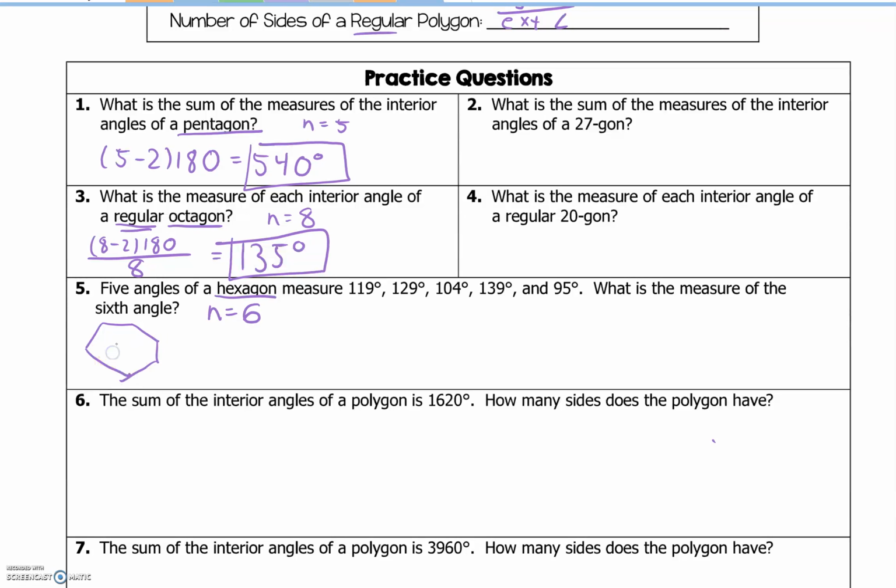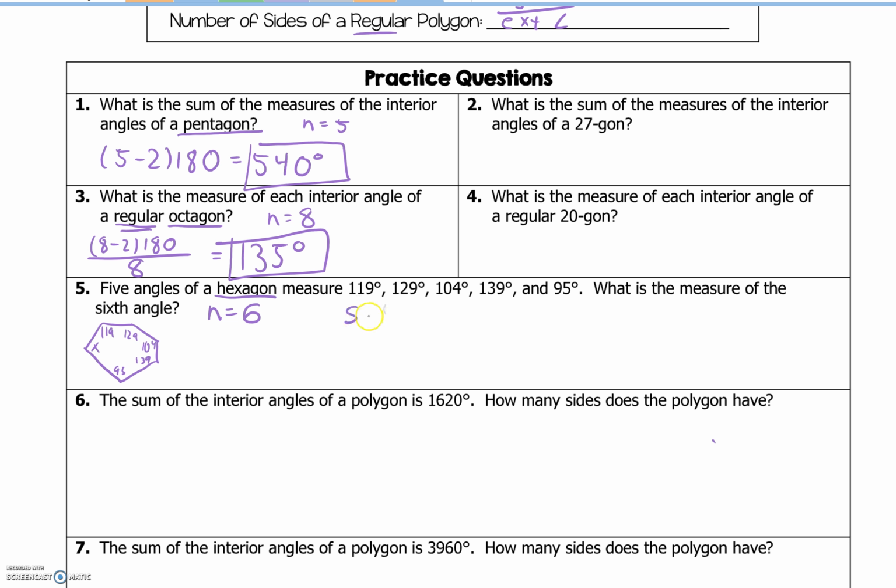So I've drawn, not a regular, but a 6-sided figure here. And they give me 5 of the angles: 119, 129, 104, 139, 95, and that last one is X. How would I find that angle? Well, I can find the sum of all of them.